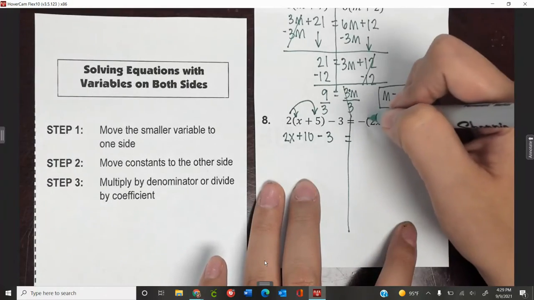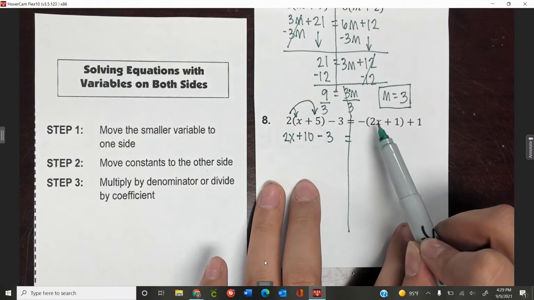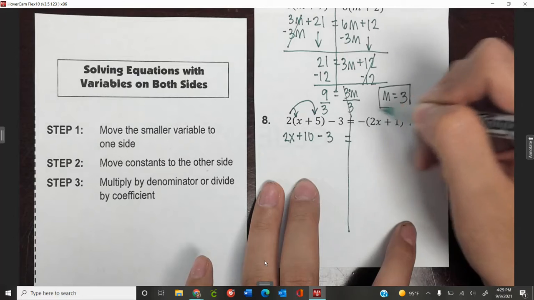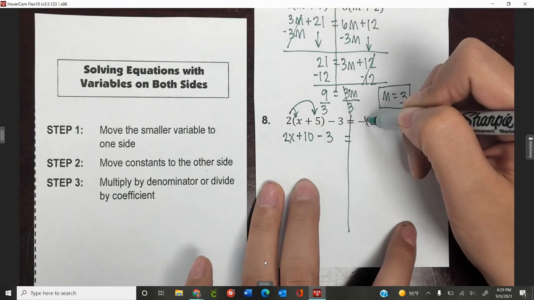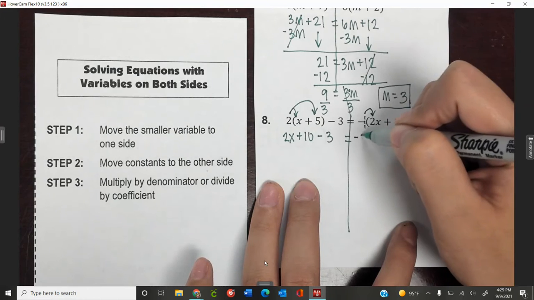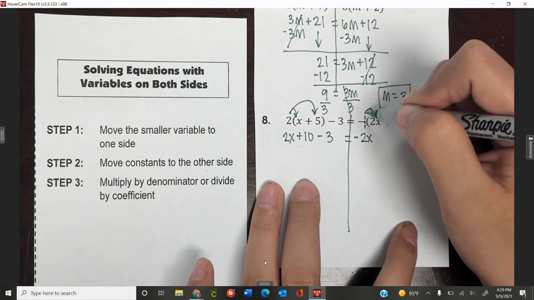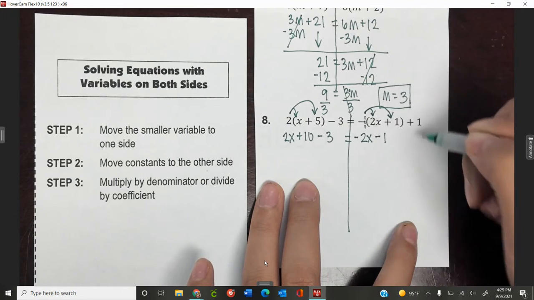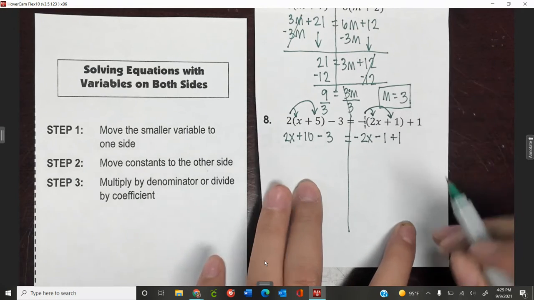And this equals. Now remember here, you have a negative sign in front of your parentheses. Since we're distributing here, remember that this is a negative 1. So negative 1 times 2x is negative 2x. Negative 1 times a positive 1 is a negative 1. And then you're going to bring down the plus 1.